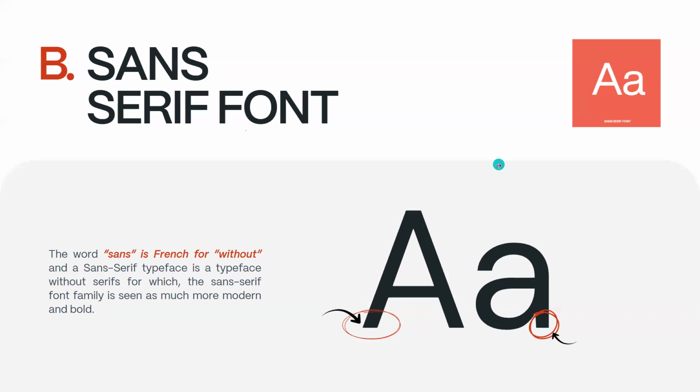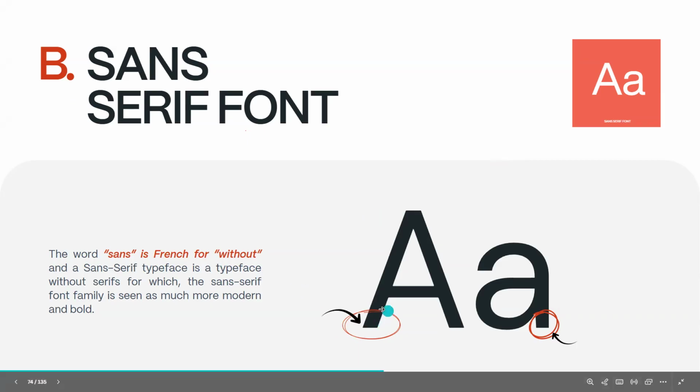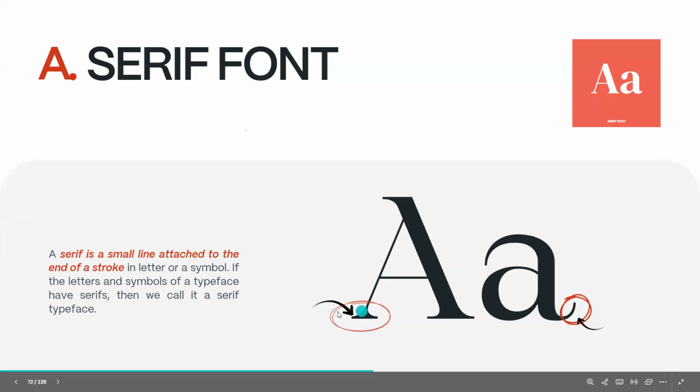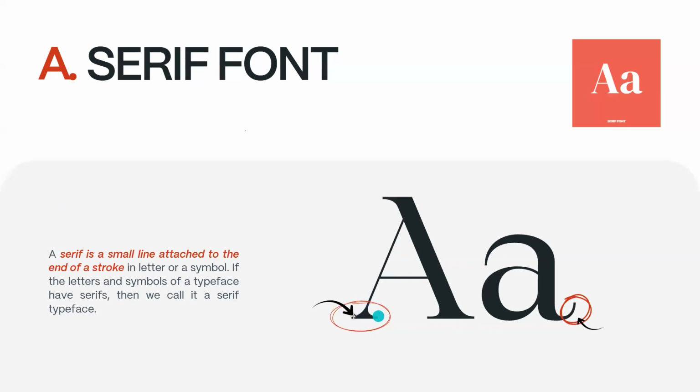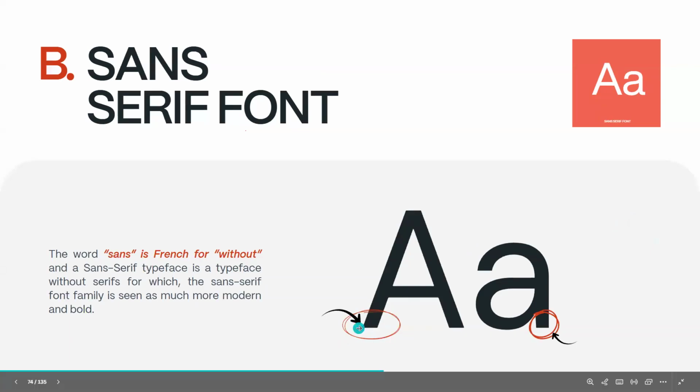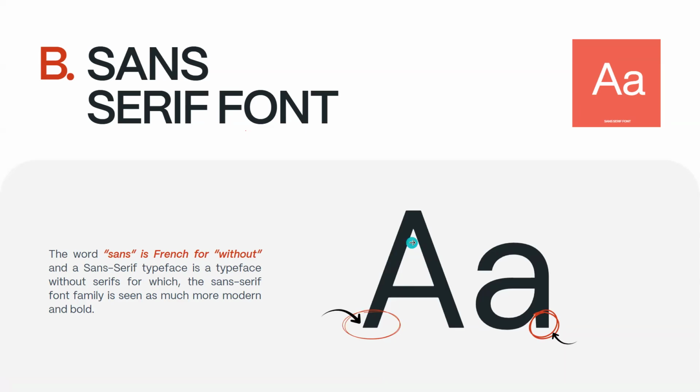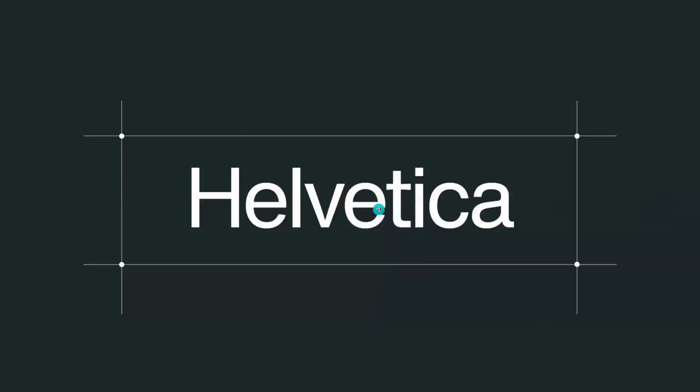Second one is sans serif. Sans is French for without. So it is without the tail. Here, there is a line or a stroke or a tail attached to the font, which is serif font. But if you cut it down so nothing is there, it is called sans serif. It is a modern kind of font which is widely used, and the widely used sans serif font is Helvetica, right?